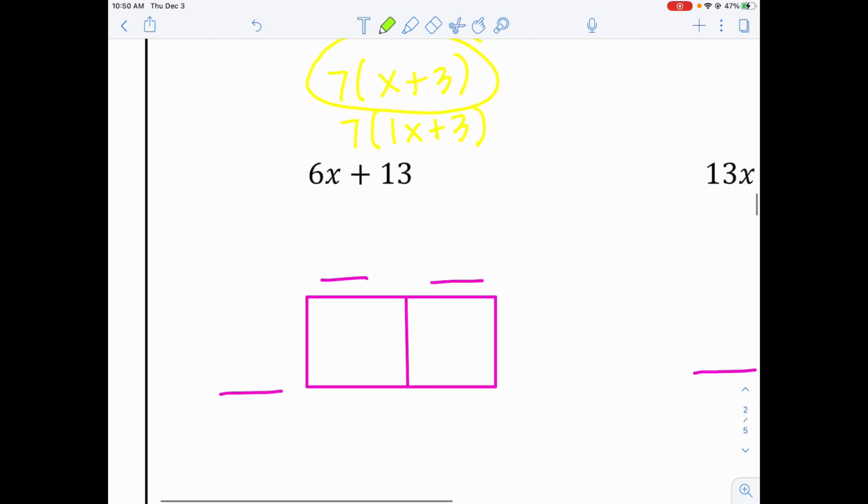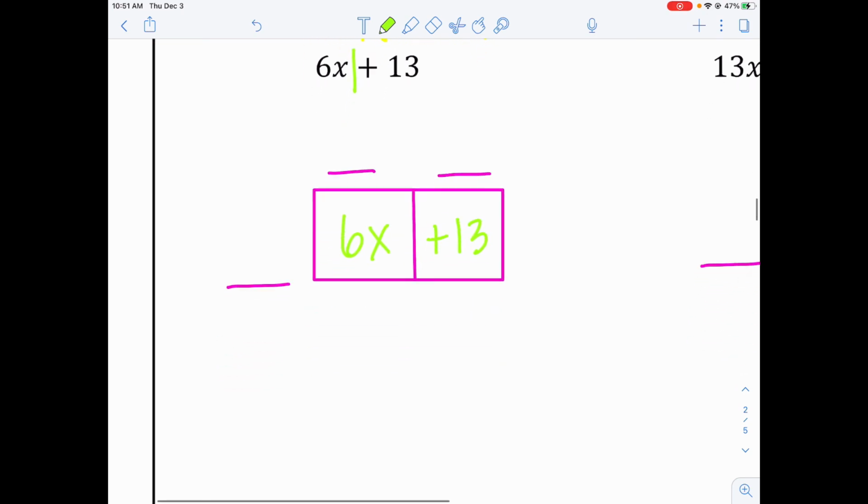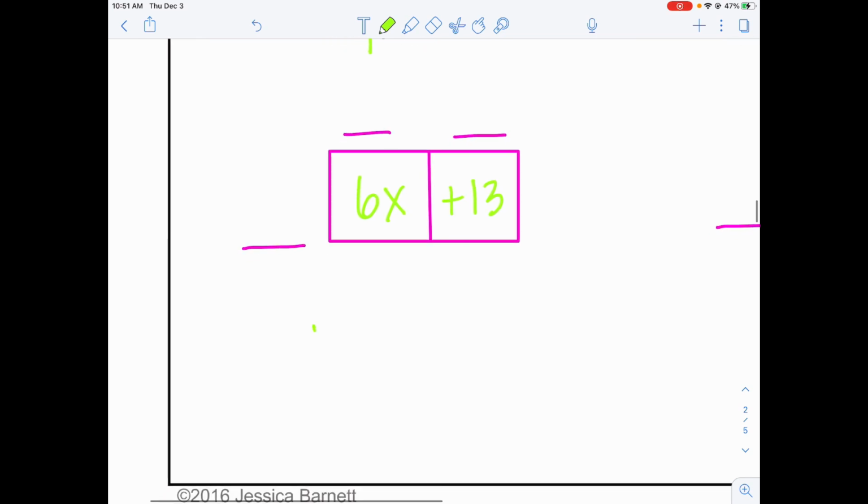Moving down to 6x plus 13. First thing I'm going to do is split them and write them inside the boxes. 6x goes in the first box, and plus 13 goes in the second box. Now, numbers that go into 6 are 1, 2, 3, and 6. And none of those numbers besides 1 can go into 13. So when the biggest number or the biggest factor that they have in common is a 1, the expression is prime.